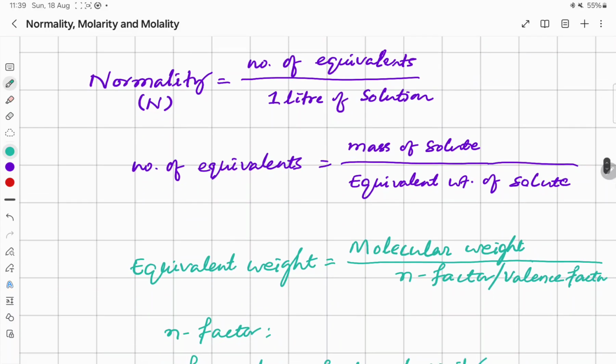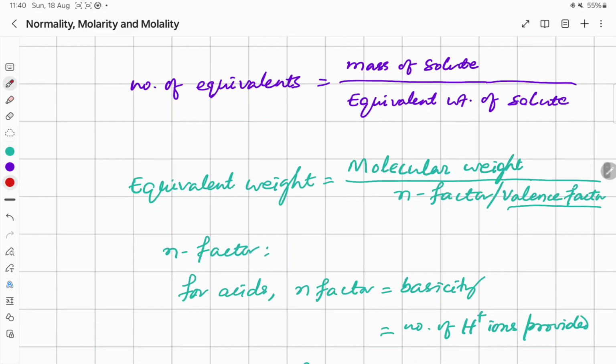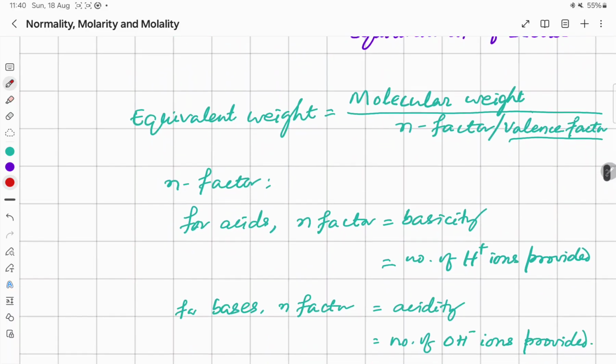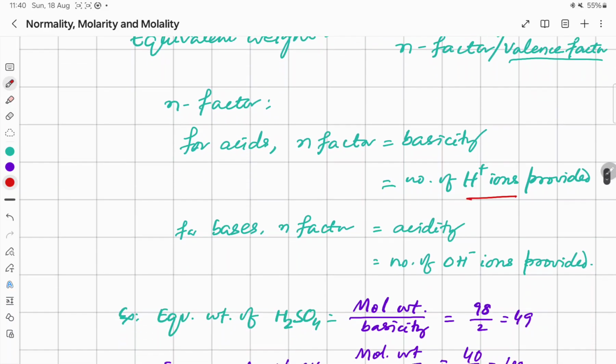Now normality is the number of equivalents per liter of solution, and number of equivalents is the mass of solute by equivalent weight of the solute. And how can you calculate the equivalent weight? Equivalent weight is equal to molecular weight by the n factor or the valence factor. And n factor for acids is equal to the basicity or the number of hydrogen ions provided, and for bases the n factor is the acidity or the number of hydroxide ions provided.